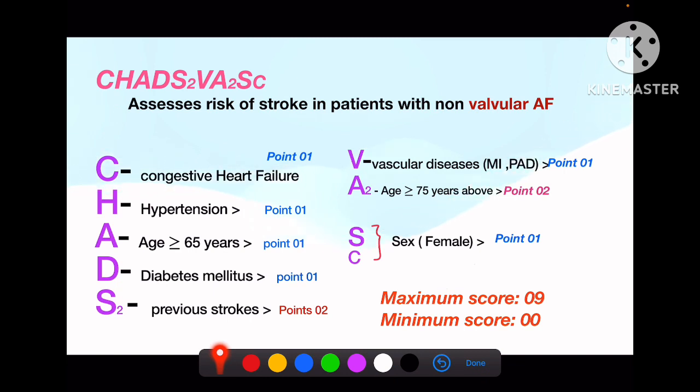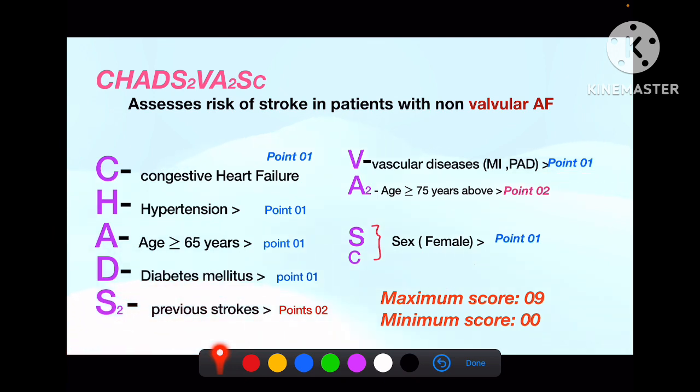Usually the previous stroke and the age more than 75 years old, these two categories, have 2 points each. All other categories have only 1 point each. So the maximum score you can gain for the CHADS score is 9. The minimum score is 0. From that, you determine whether your patient is a candidate to start anticoagulant or antiplatelet, and discharge and follow up in your routine clinic.